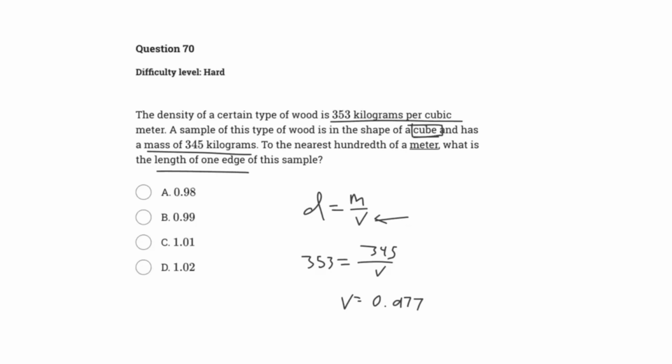So we know that the wood is in the shape of a cube, and now we have the volume of that cube, right? To find the volume of a cube, it's side length times width times height, right? And because all sides are equal in a cube, we can just take the cube root of the volume to find one edge or side length. So the cube root of 0.977 is going to give us a value of around 0.99. Therefore, that lines up with our answer choice of B, and that is our answer.